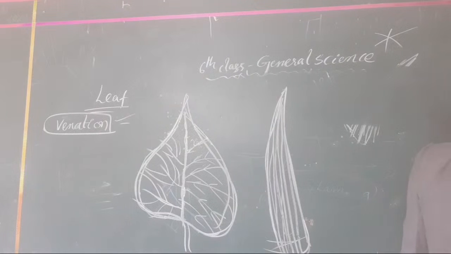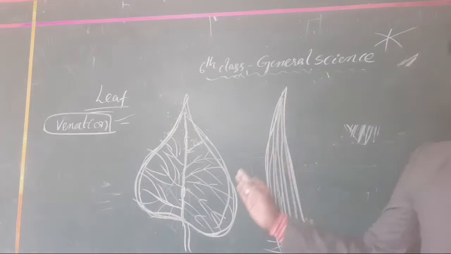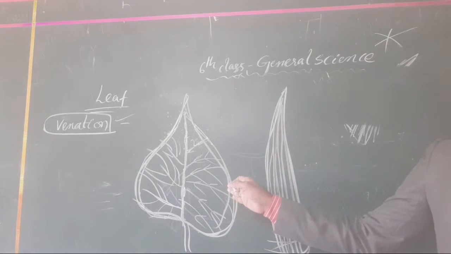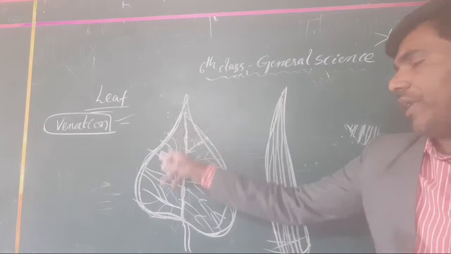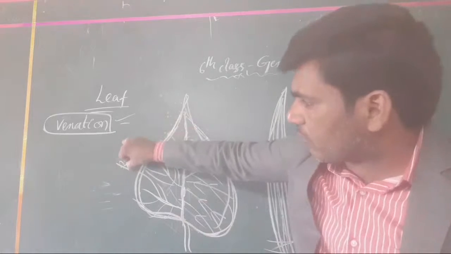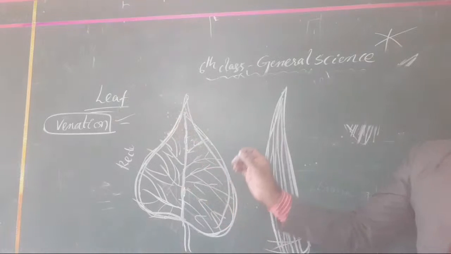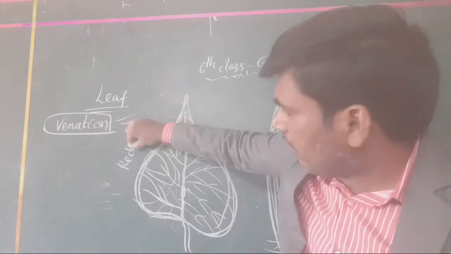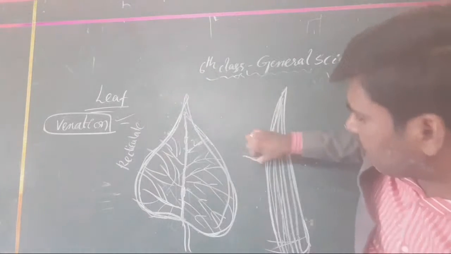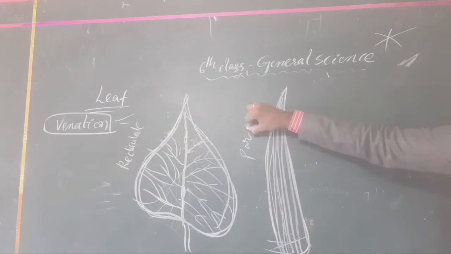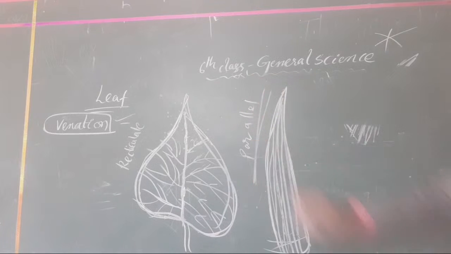You collect some particular plant and write what the venation is. What is it actually, reticulate or parallel? Reticulate means what? Reticulate venation is nothing but a web-like structure. Okay, web-like venation is there. This type of venation is called reticulate venation. And this type of venation is called parallel venation.